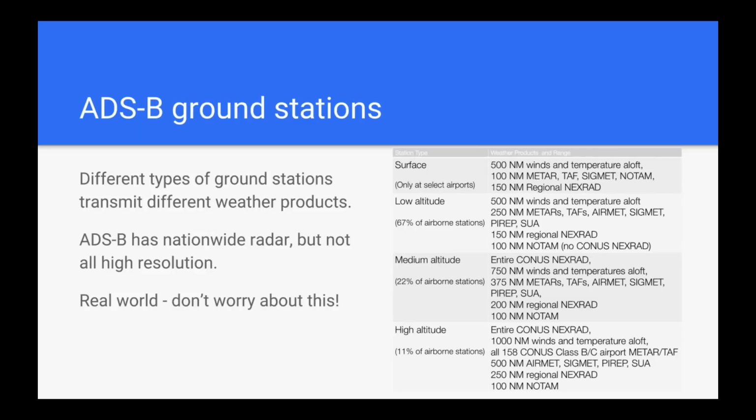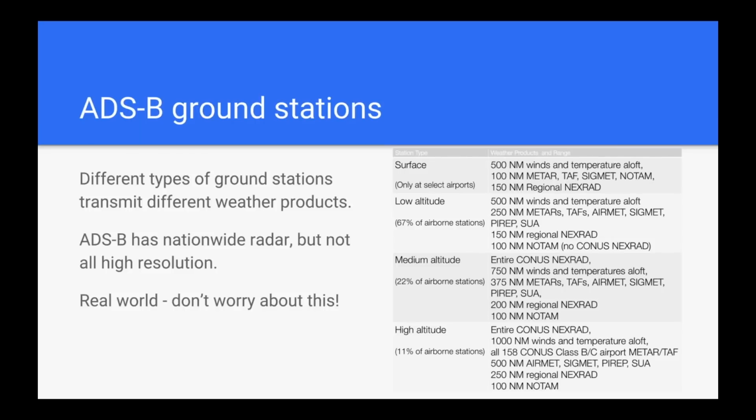The only reason I point this out is that these stations do transmit different weather data. So you could be in a situation, maybe right after takeoff, at low altitude, where it's possible you're not getting the national radar picture. Every once in a while, a pilot will email me and say, hey, I had radar within about 150 miles of me, but I didn't see any radar beyond that. Well, in that case, what probably happened is you were receiving one single station and it was a low altitude station. So you were not getting what we call CONUS, continental U.S. radar, because you need a medium or high altitude station to get that.